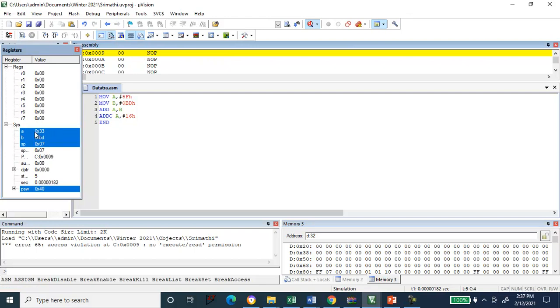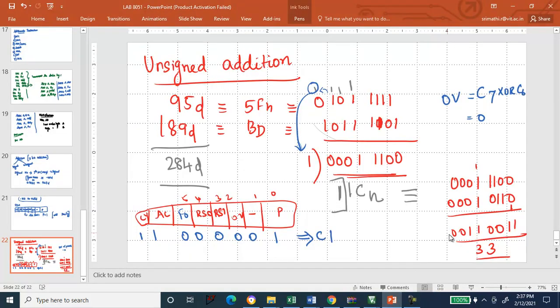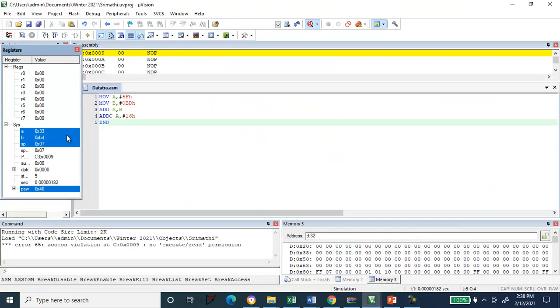Look at the result. Your accumulator is 33. That's what I said. Your carry is also added. Okay. See here. Your carry is also added. After adding the carry only, the result is 33. So you are getting the result here as 33. Okay. Is it clear? So now we have done with addition of 8-bit numbers and adding with carry of 2 8-bit numbers, that is 2 unsigned numbers.